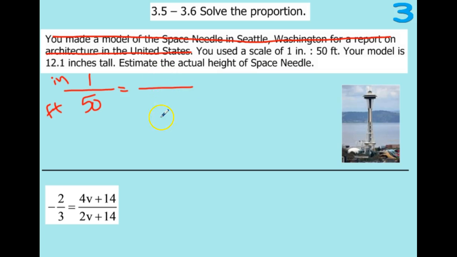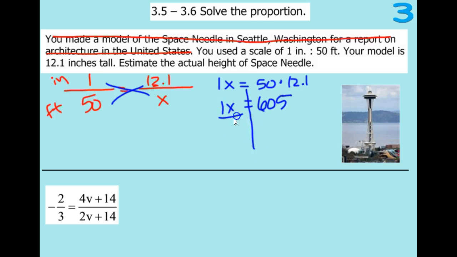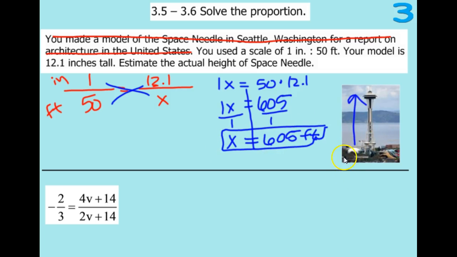So let's think, is that going to go on the top or the bottom? Well, inches are on the top. So our real life Space Needle should be on the bottom. We're going to just cross multiply. 1 times x is 1x. 50 times 12.1, let's type that in, gives us exactly 605. If we divide it by 1, we'd still have the same answer, 605. And on the bottom we were talking about feet. So this Space Needle is 605 feet tall.